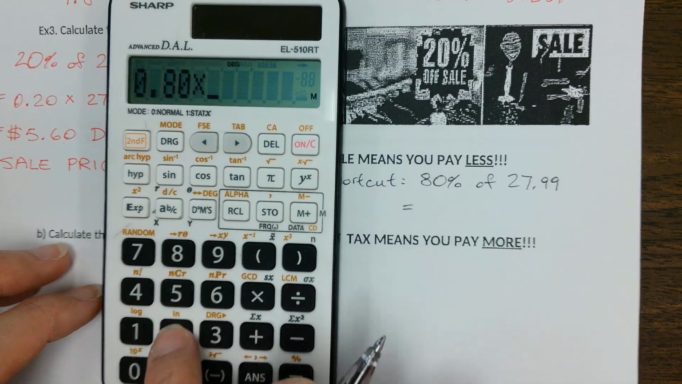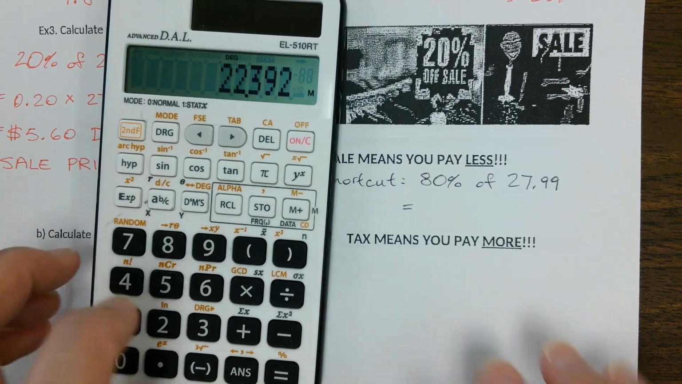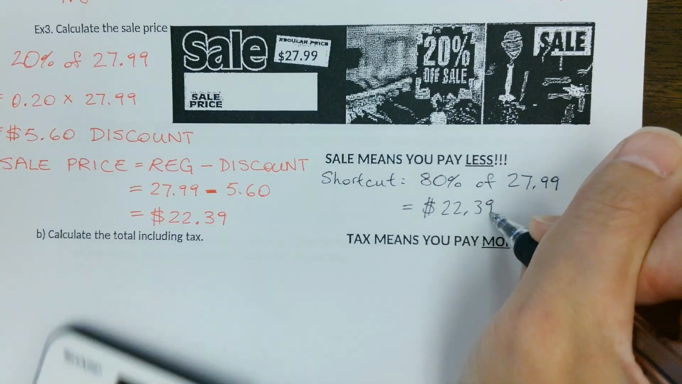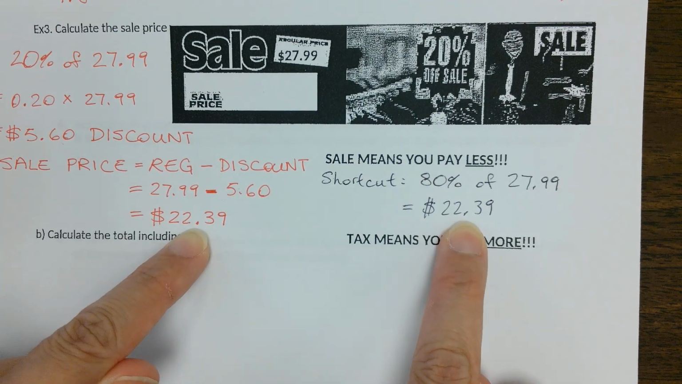0.80 times $27.99. Ta-da! $22.39 in one line. Okay.